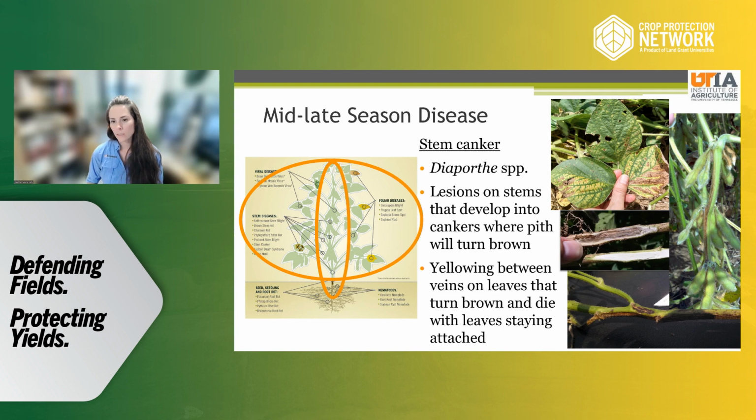And also later in the season, these leaves can die, but they will hold on, they will stay on to the plant and not fall off. And that's different than what we're going to go through with sudden death syndrome. So here, the leaves will die and stay on the plant. Variety selection is very much your best option for stem canker.